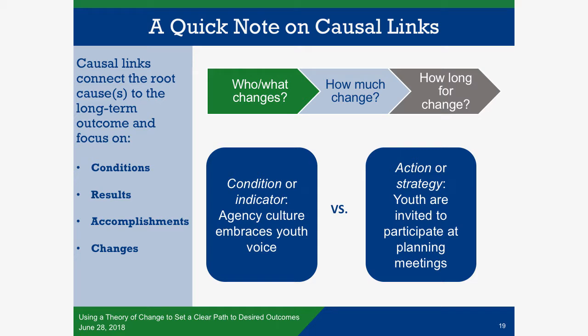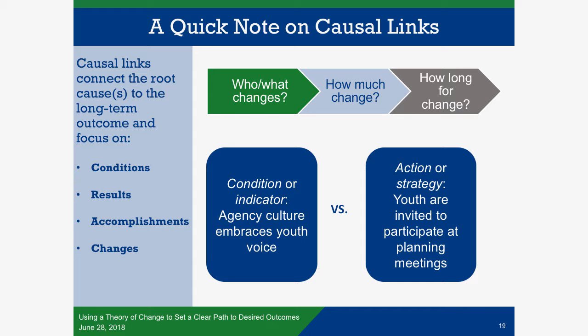So think about the difference on the slide here. A causal link will be something like agency culture embraces youth voice. This is a condition. It's not going to be an action step like youth are invited to participate at planning meetings. Inviting youth to participate at planning meetings might be a good strategy, it might be a good action step, but it doesn't address who or what needs to change or the results that might achieve the outcome.